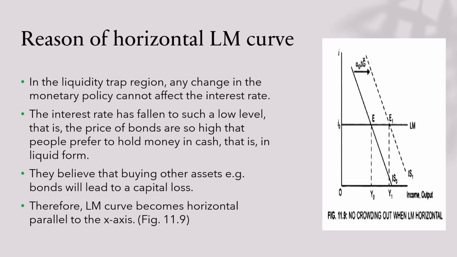The reason is that in the liquidity trap region, any change in the money supply or any change in monetary policy won't affect the interest rate in the economy. If the interest rate has fallen to such a low level, the price of bonds is so high that people prefer to hold money in cash, that is, in the form of liquid cash. They believe that buying other assets like bonds will lead to a capital loss. As a result, they would prefer to hold money with them. Therefore, the LM curve would be horizontal, which is parallel to the x-axis.